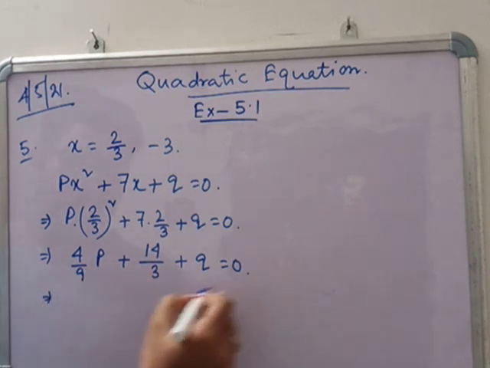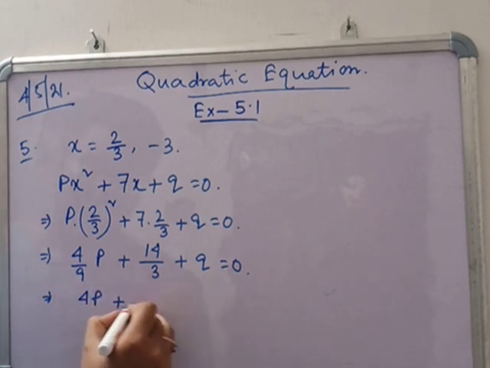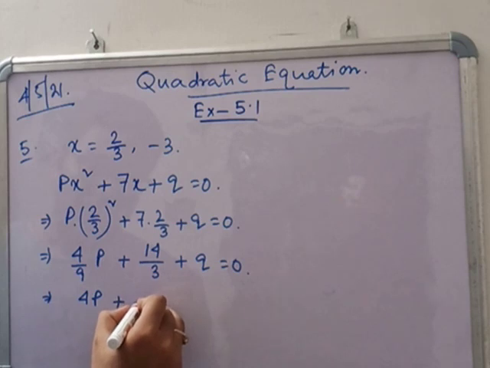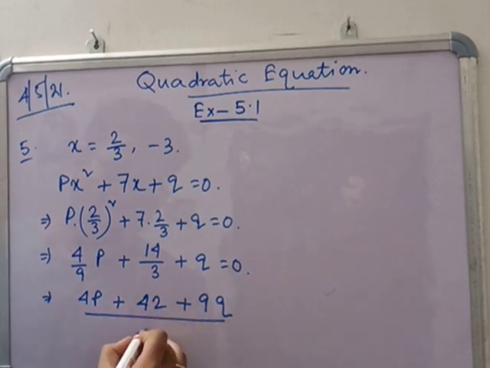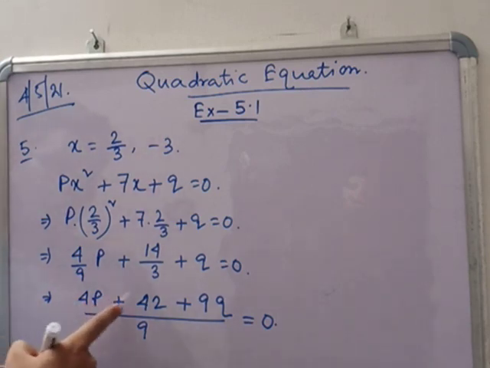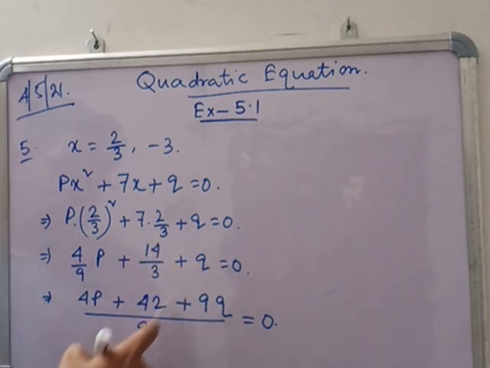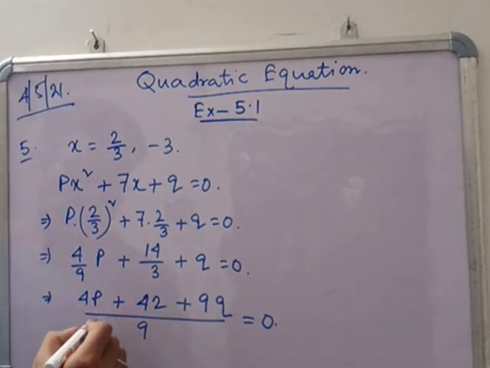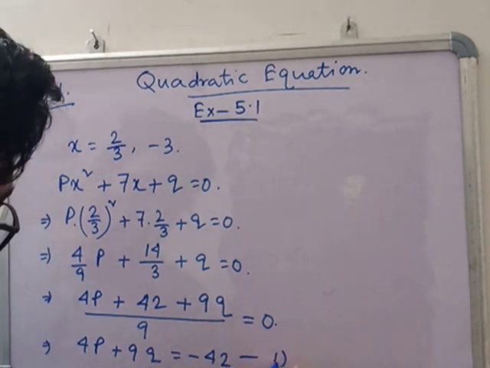Now 9 is the LCM here, so we can write 4p plus 3 into 14, that is 42, plus 9q by 9 equals 0. Right? So 4p plus 9q equals minus 42. This is the equation number 1.